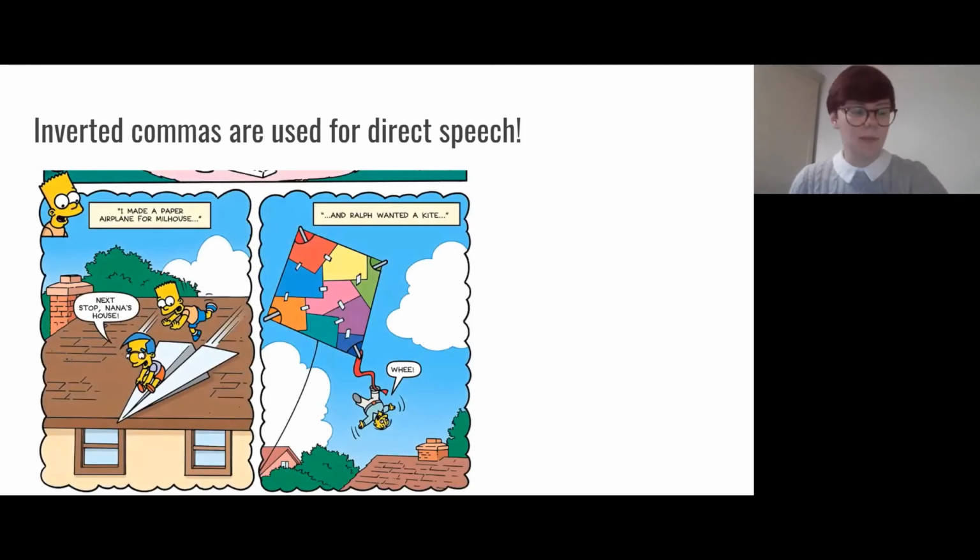Here we've got a part of a Simpsons comic, and this writer has used both things. You can see that Milhouse and Ralph are speaking. So they've got a speech bubble for their direct speech. But in the yellow boxes, you can see the narrator's voice, and the writer has used inverted commas to show us that Bart would be narrating this scene. They're showing us that Bart is speaking.